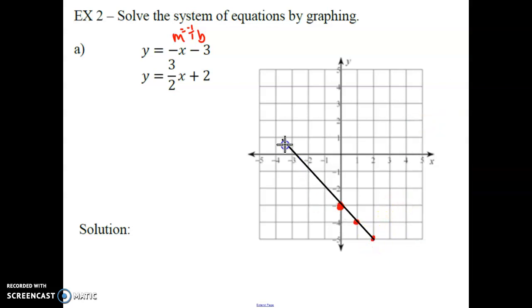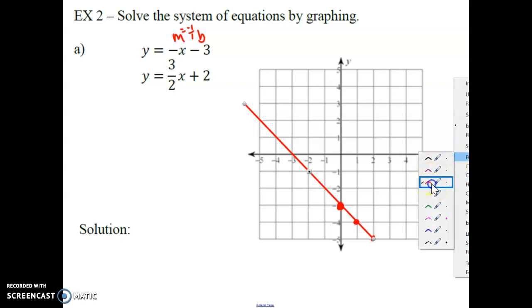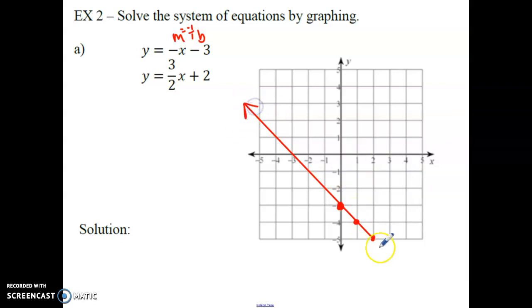And those of you who are in our co-taught classes and have Mrs. Straight, she has been telling you this for a long time now. It's really important that you draw those lines nice and straight and all the way across your paper. So we're going to go ahead and do that. And then I'm going to go ahead and draw my arrows at the end. And then we're going to graph the second one in a different color. You don't have to do this on your paper. I'm just doing it so you can tell the difference between them.